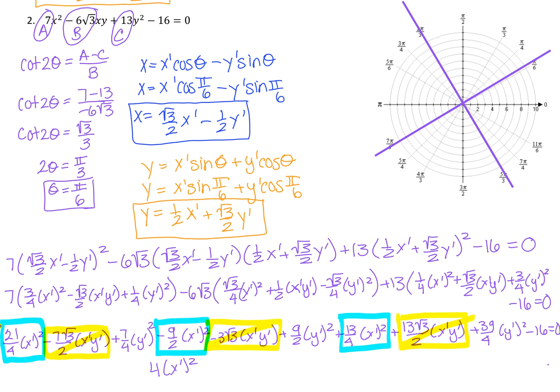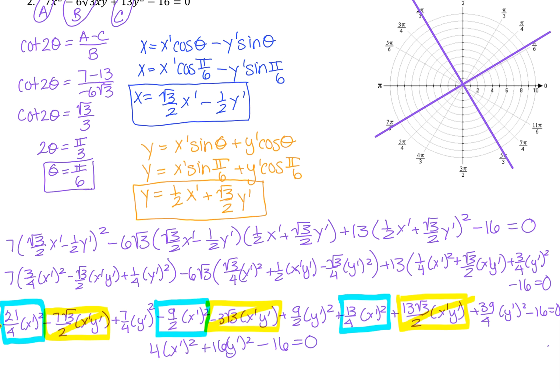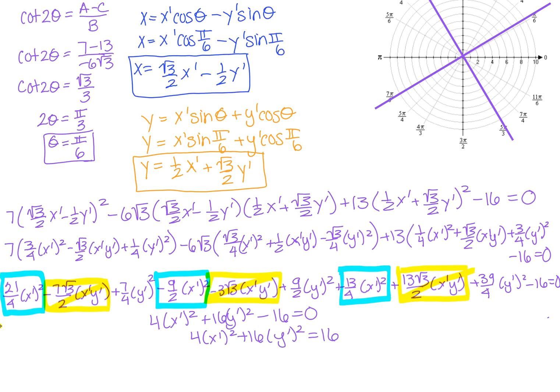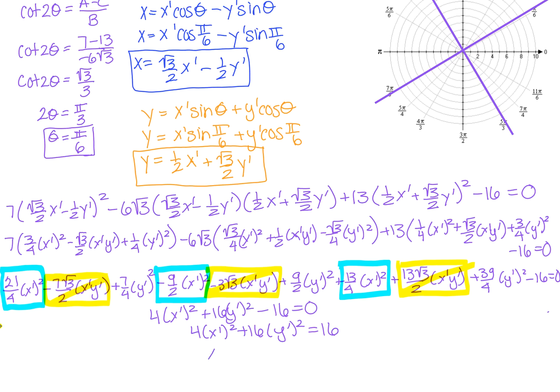With this, I can put it into the standard form for the equation of a conic. If I move over the 16 and then divide by 16, I get 4 x prime quantity squared plus 16 y prime quantity squared equals 16. Then divide everything by 16. I have x prime quantity squared divided by 4 plus y prime quantity squared divided by 1 is equal to 1. You don't need to put the divided by 1. So here is my conic in its standard form in terms of x prime, y prime.